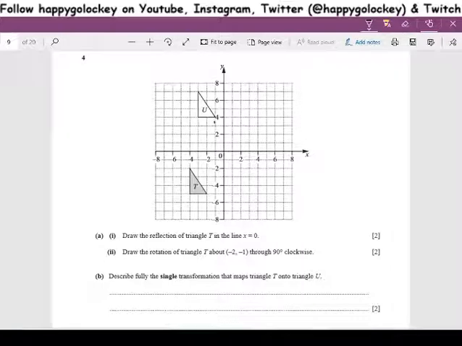Today we're looking at iGCSE 2020 Specimen Paper 4, question 4. You'd normally have tracing paper for a question like this, but let's try and do it without. It's draw the reflection of triangle T in the line x equals 0, draw the rotation of triangle T about -2, -1 through 90 degrees clockwise, and then describe fully the single transformation that maps triangle T onto triangle U. So a little bit of transformation work. Press pause, have a go at it. And questions coming up in 5, 4, 3, 2, 1.